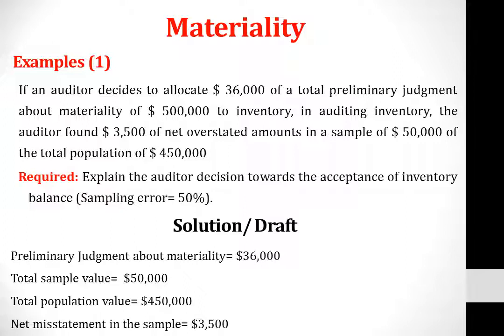Okay, first of all, let's start to get the information that we need. The preliminary judgment about materiality he gave me ready, not giving me any benchmark to calculate it. It is given as 36,000. Second, the total we are going to audit is inventory. So the inventory population is 450,000, and the sample is 50,000, and the net misstatement is 3,500 overstated. So this is the information we are going to use.